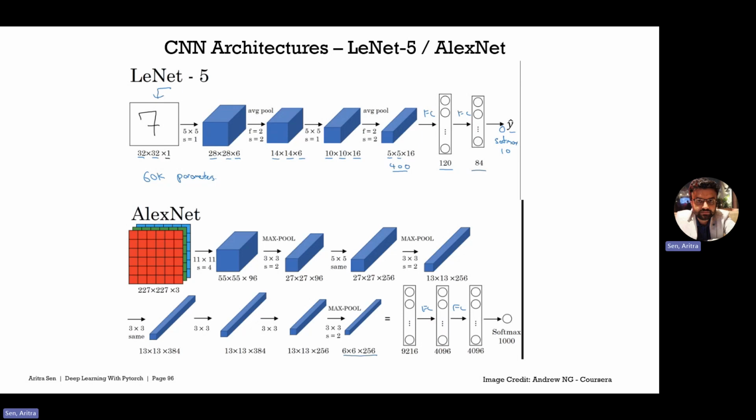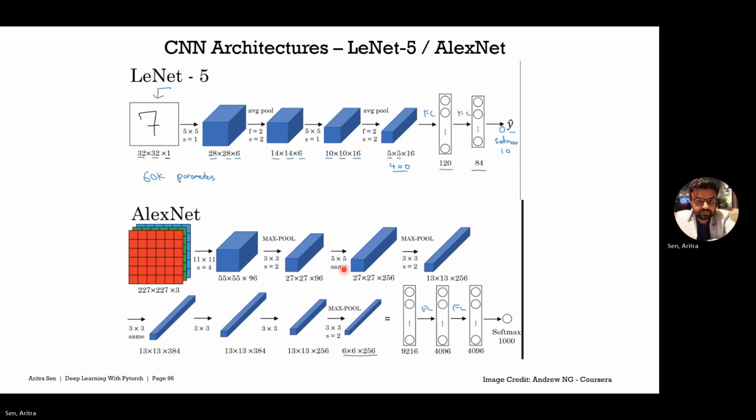Then another architecture which was quite famous was AlexNet. It worked on colored images where the input images were of shape 227 cross 227 cross 3, right? And then we ran 96 filters of shape 11 cross 11 with a stride of 4, right? And we got an output of 55 cross 55 cross 96, right? And then we introduced a max pool with a 3 cross 3 filter and a stride of 2, and we got an output of 27 cross 27 cross 96, right?